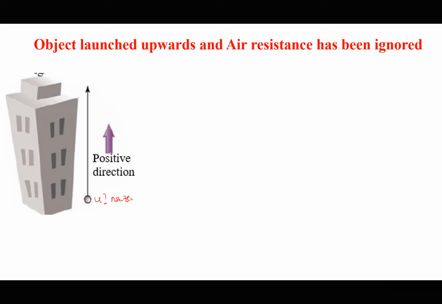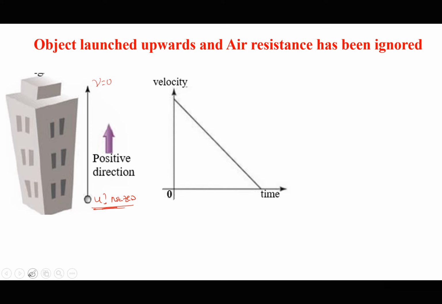So this graph cannot start from the origin. But when it reaches the highest point, the final velocity is 0. If there is no air resistance, then this is going to be a straight line, a straight line of decreasing gradient, of decreasing velocity. So it must be projected with some velocity. But when it reaches the maximum height, velocity is 0.